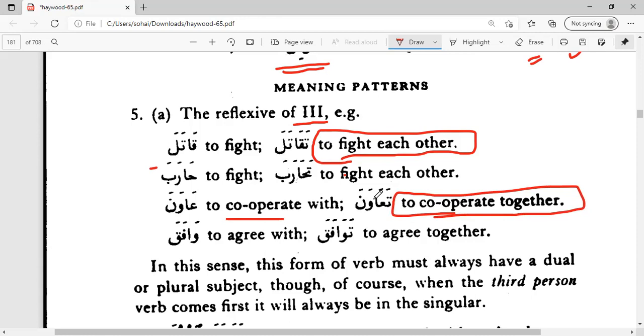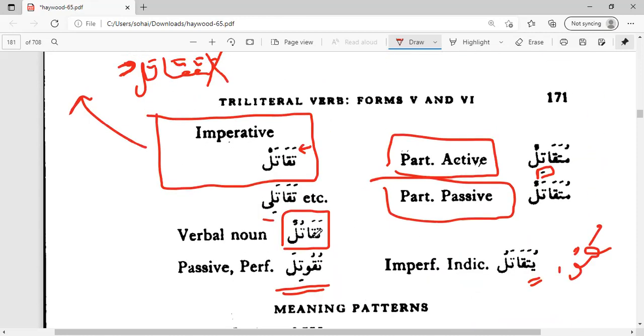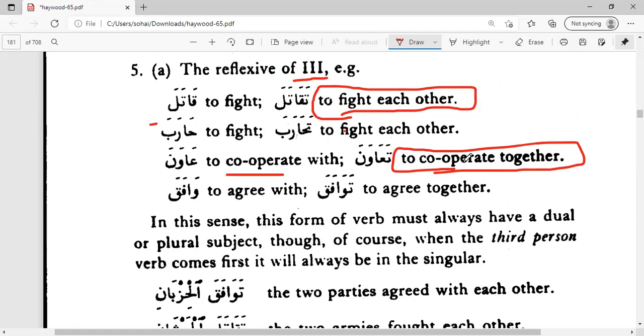That's why we get ta'awun, which, when you say ta'awun in Urdu, is basically Arabic. The word we got from Arabic is the masdar of this verb, ta'awana yata'awanu, to cooperate together. Wafaqa means to agree with. Tawafaqa means to agree together. So the meaning is the same, but instead of referring back to the speaker, in this form the verb must always have a dual or plural subject.